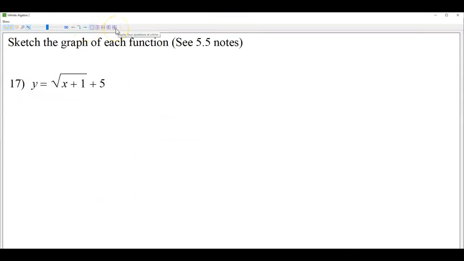Now we'll move on and we'll talk about square root functions, and that's our last one that we'll chat about for today.